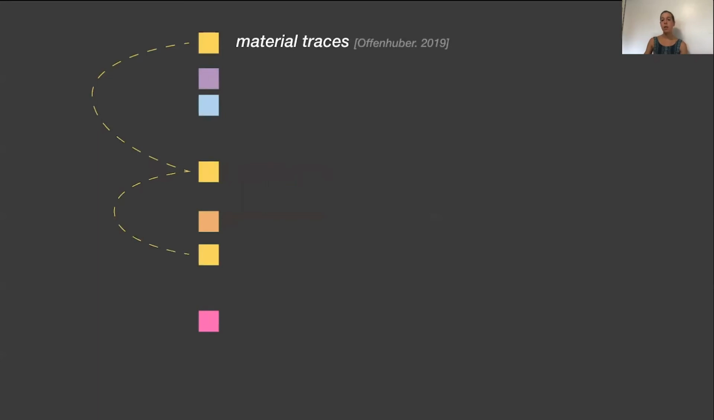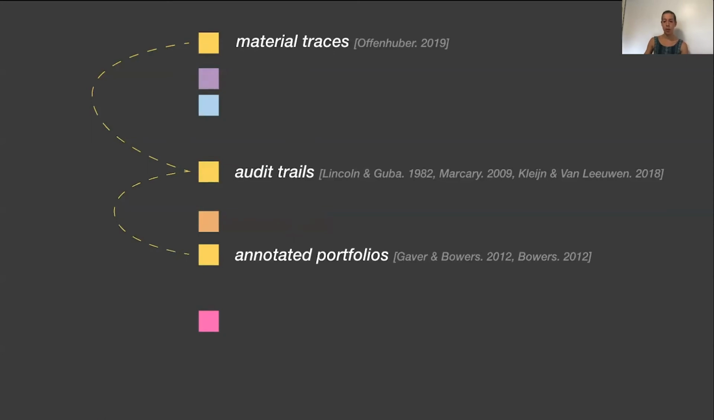TRACE has theoretical links to material traces. Here, the emphasis isn't on supplying dumps of evidence. The emphasis is on the ability to trace pathways from the evidence. TRACE is also related to audit trails, which emphasize temporal tracing, as well as annotated portfolios, which focus on concepts embedded in artifacts.